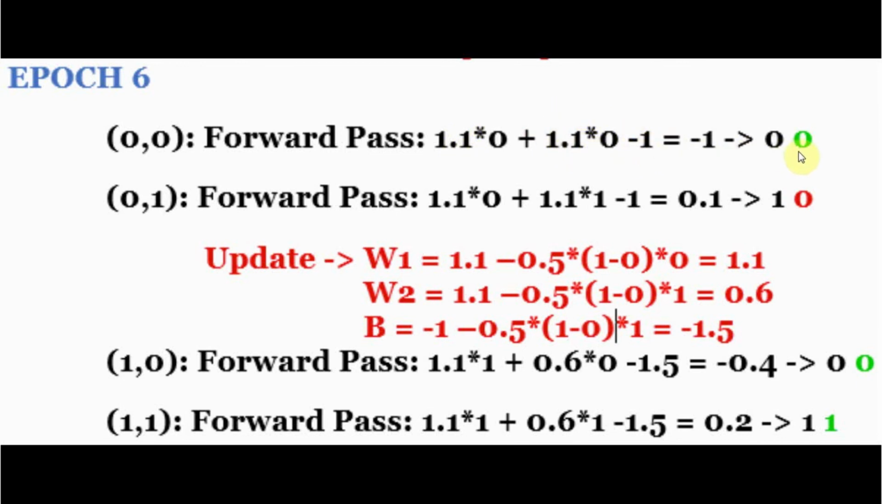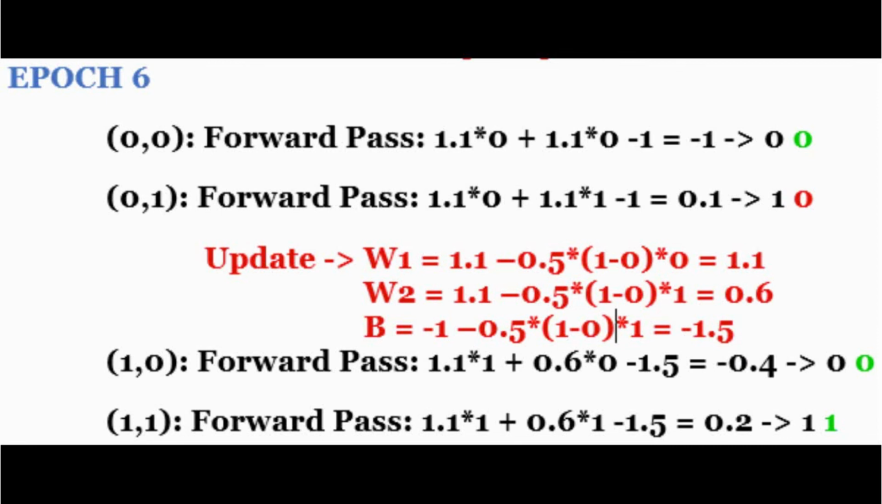We get minus 1, which is translated into 0. Here we get 0.1 again, which is translated into 1. We update, and our new weights, and we'll see our final weights, are 1.1 for weight 1, weight 2 is 0.6, and the bias is minus 1.5.